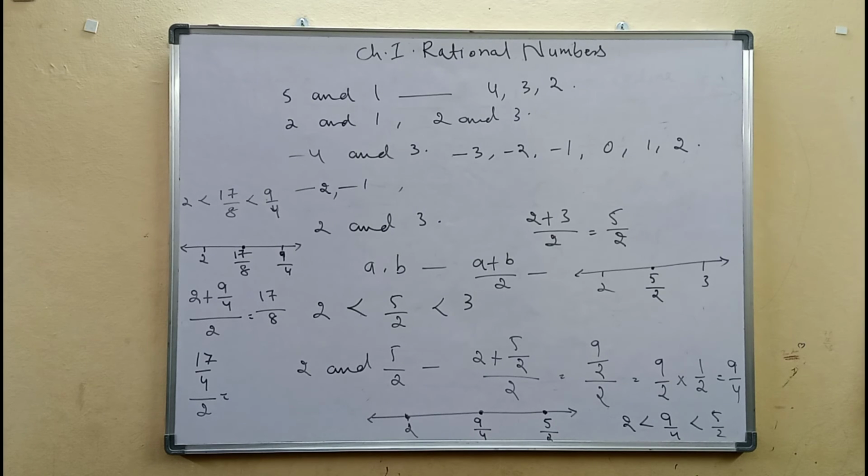In that way we can find as many as possible. We can find infinite rational numbers between any two rational numbers. Please make a note, children.